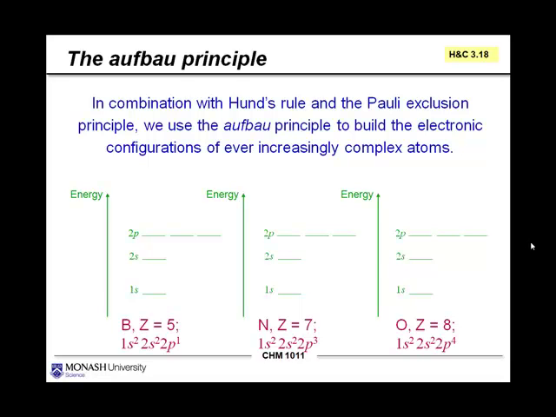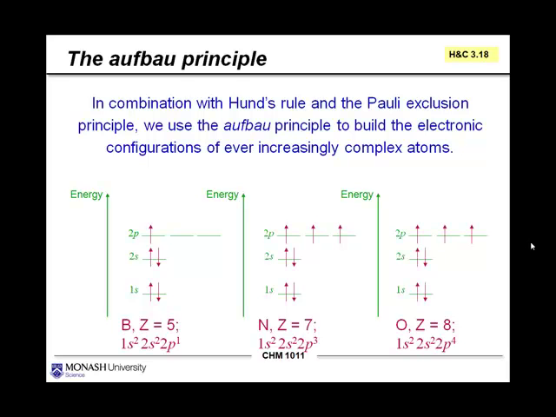If we move on to boron, which actually has 5 valence electrons, we notice that the first 4 go in the 1s and 2s atomic orbitals. The 5th electron goes into one of the 3 2p atomic orbitals. Moving on to nitrogen, which has 7 valence electrons. Again, we put the first 4 electrons in, and then 5, 6, 7 go into the 2p atomic orbitals. Importantly, we're obeying Hund's Rule and the Pauli exclusion principle such that the electrons symmetrically go across those 3 2p atomic orbitals.